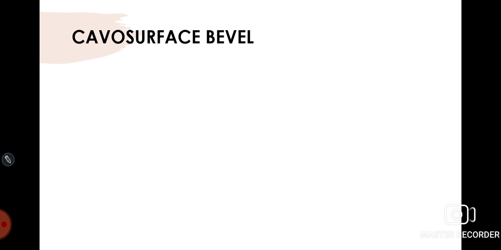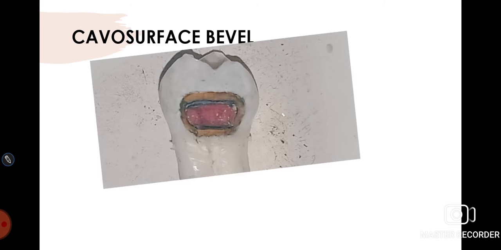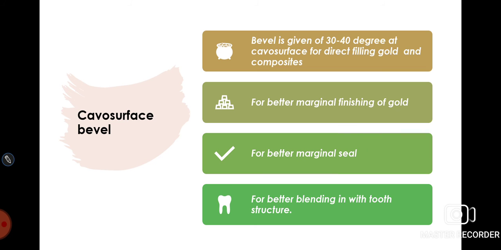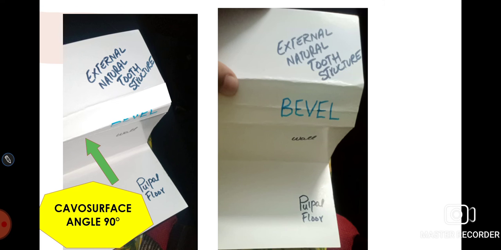Similarly, cavo surface bevel is given all around. Cavo surface bevel is of 30 to 40 degrees for better marginal finishing, for better marginal seal, and for better blending in with the tooth structure. Cavo surface is basically the junction between the prepared wall and the natural tooth structure which is not prepared. And if we give a bevel on the cavo surface, it will be the cavo surface bevel.